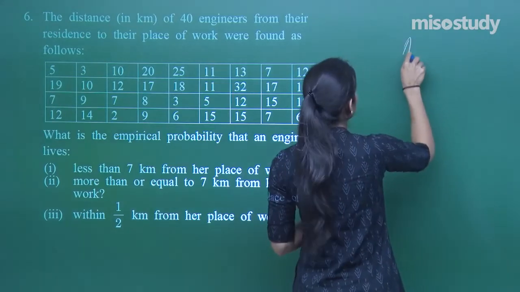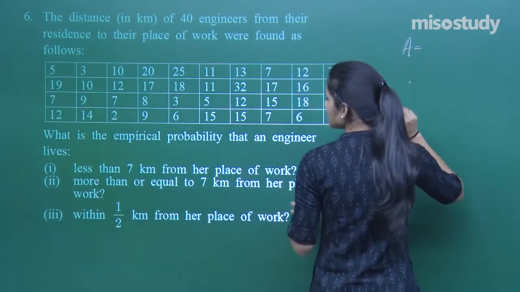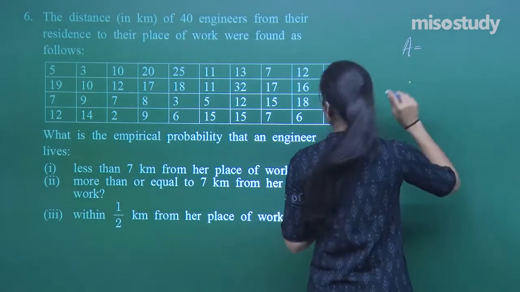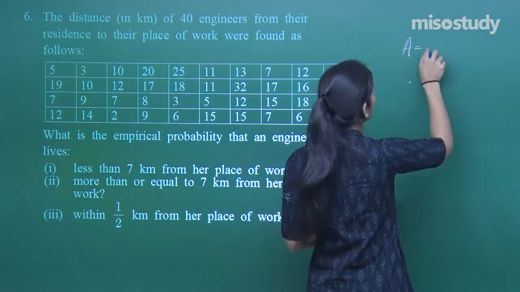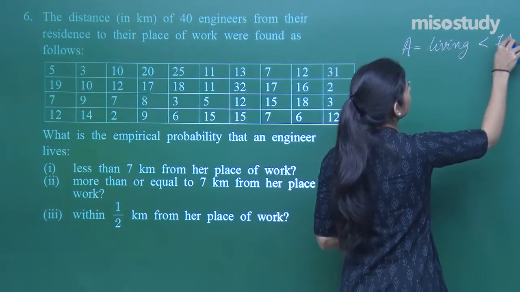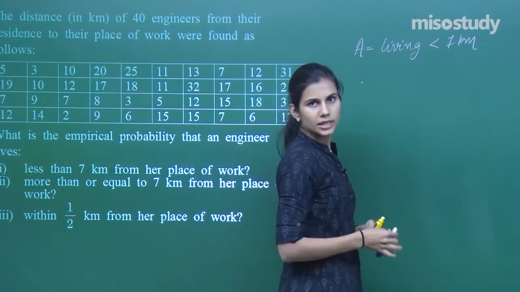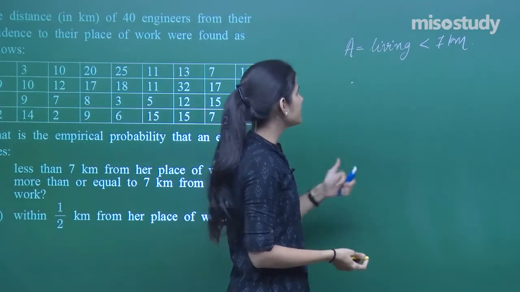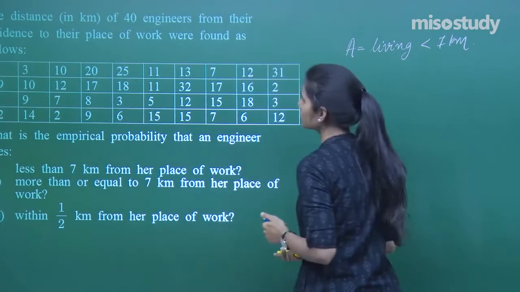So if I say A is less than 7 kilometers from the place of work, what is the probability that an engineer lives less than 7 kilometers from her place of work? So living less than 7 kilometers. Let's see. Out of 40 engineers, how many engineers live less than 7 kilometers away from their place of work?